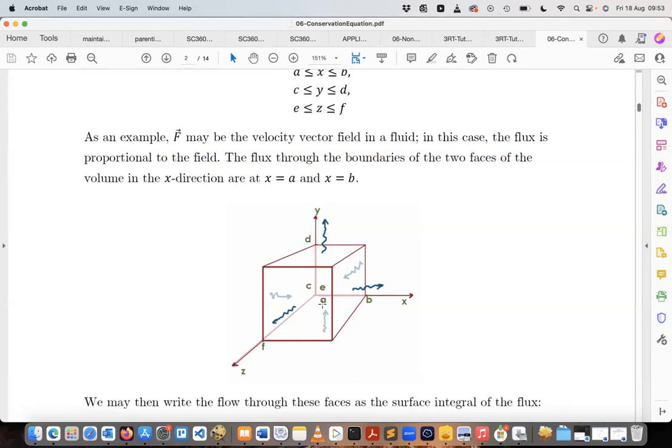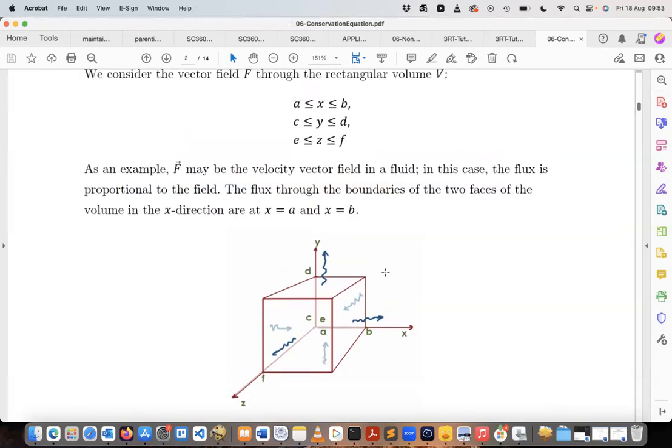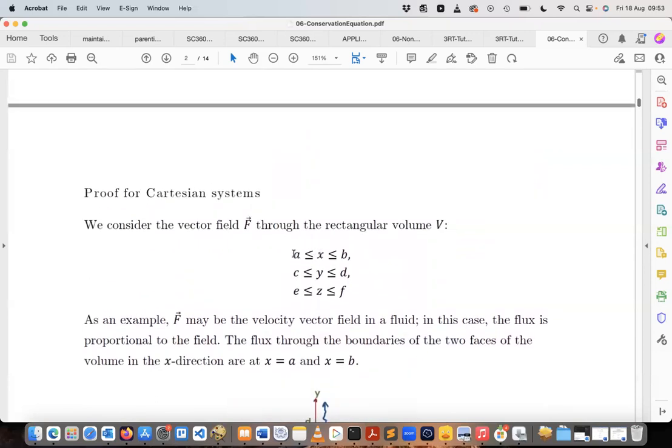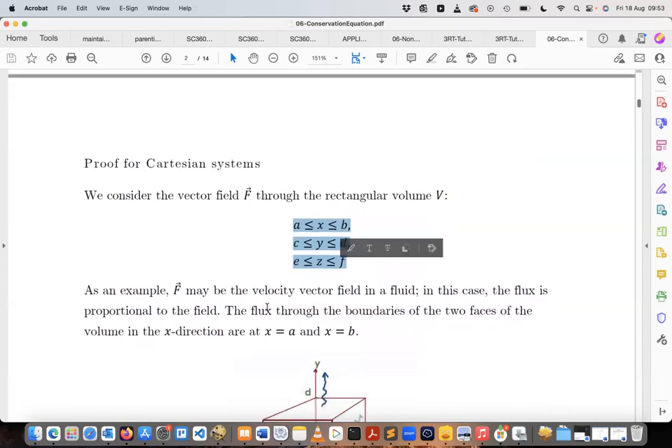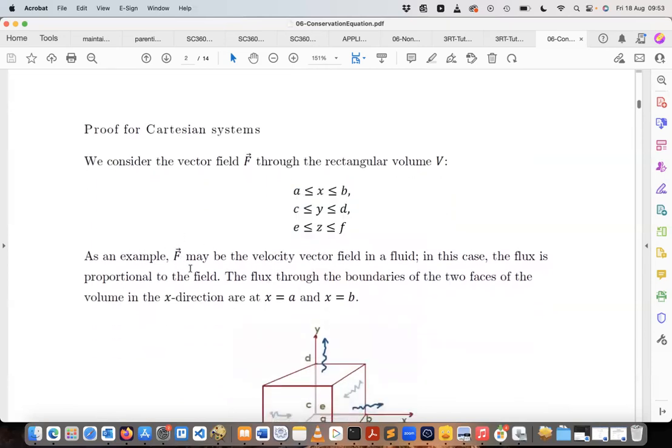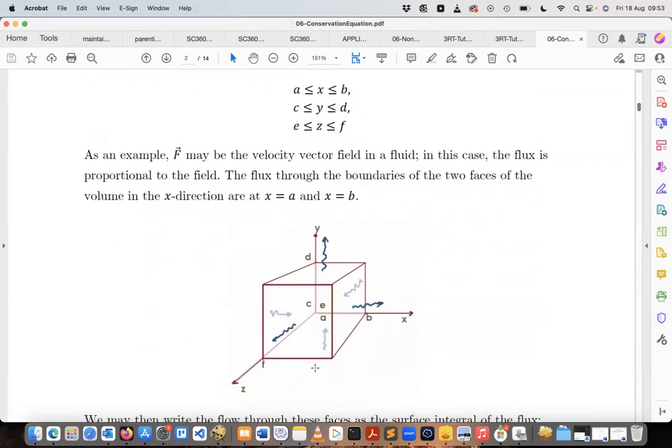And in z, it's from e to f, right? So that's our box, and what we just said is expressed there as well. And now we are interested in some velocity vector field. So for instance, there might be a fluid, and this box is an imaginary space sitting inside of that fluid.